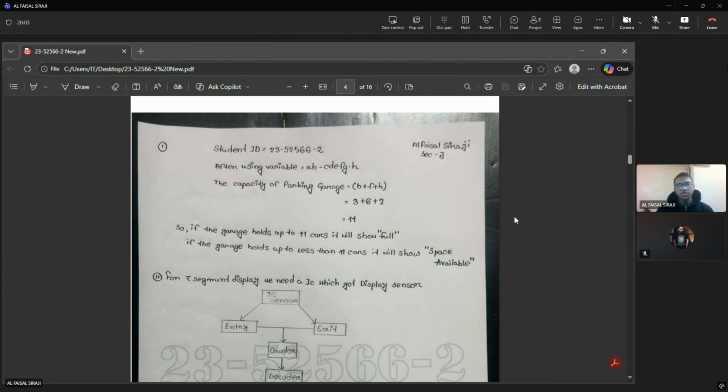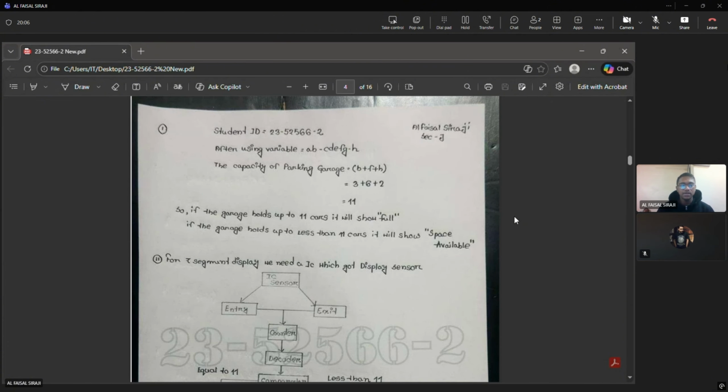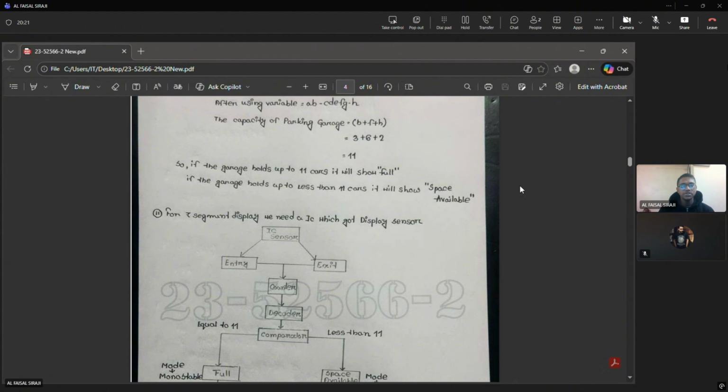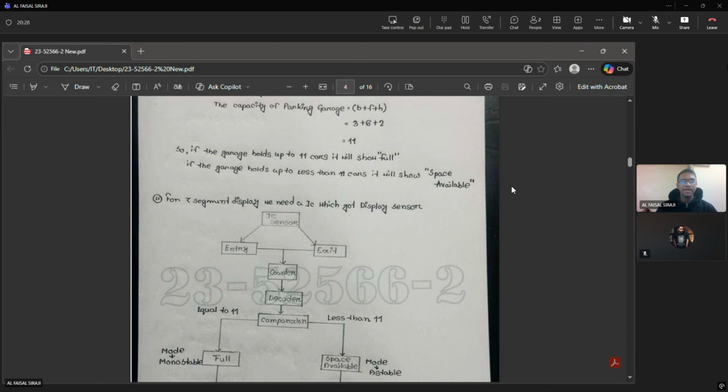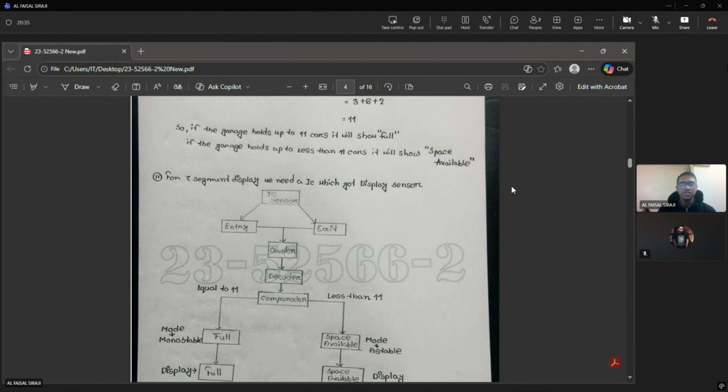As the assignment shows, the total holding capacity of cars is B plus F plus H. According to my ID, it is 3 plus 6 plus 2, which is 11. So in my assignment, the garage holds up to 11 cars, and when it takes 11 cars, it will show full. And if the garage is holding more than 11 cars, it will show there is no space available.